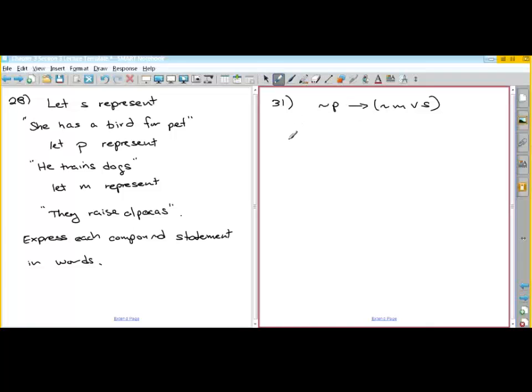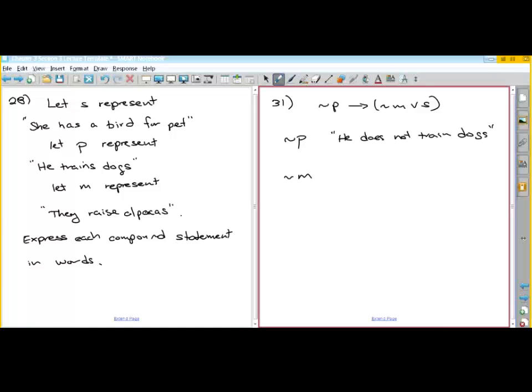So let's do the negations first instead of trying to do it all at once. So the negation of P, we go over to this, P represents he trains dogs. Therefore, the negation of P is he does not train dogs. That's easy because it's a simple statement. It doesn't say all or some or something like that. Okay, so that's the negation of P.